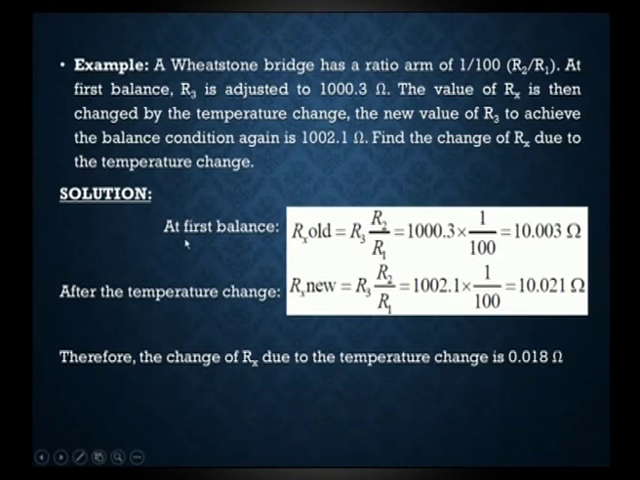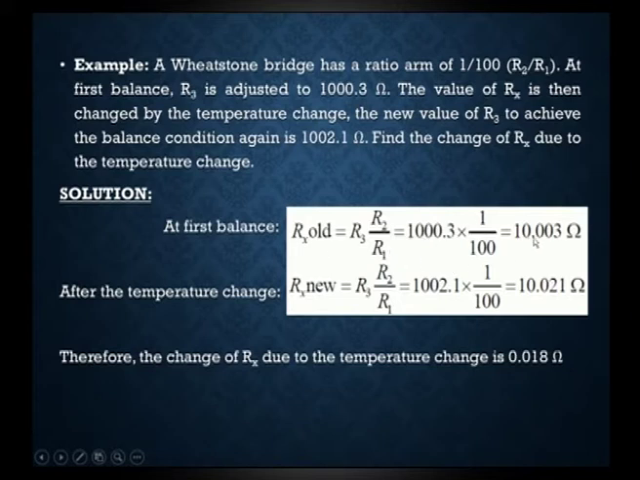So, we need to find the value of Rx here, where due to the temperature change the value of resistance has also changed. With the help of the Wheatstone bridge we can find the value of Rx. At the very first balance condition, we can write Rx old is equal to R3 into R2 divided by R1. R2 divided by R1 is already mentioned here, that is 1 by 100, and R3 is also given, that is 1000.3. So, this gives the old value.